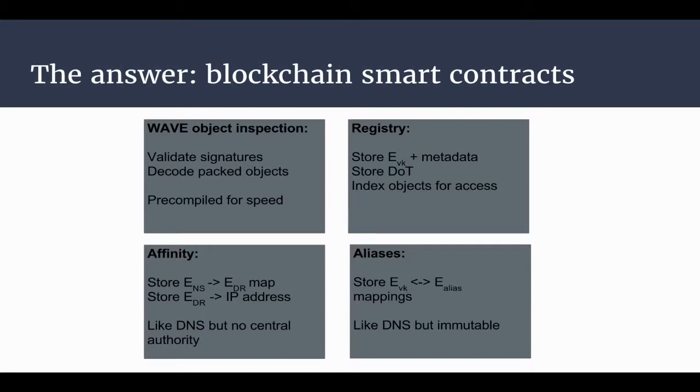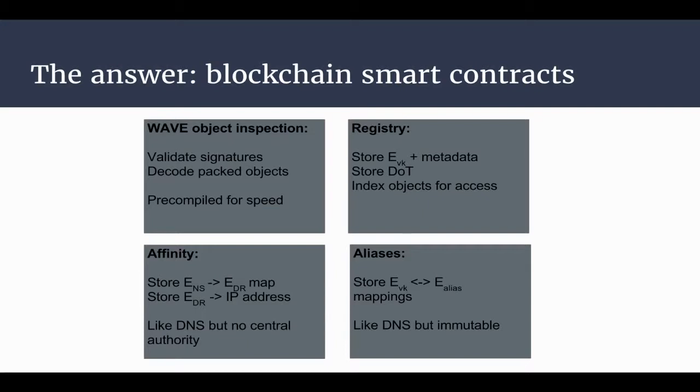So the answer to our problem posed earlier, how do we get these additional properties, lies in these blockchain smart contracts. And we have 4 contracts that Wave relies upon. The first is Wave object inspection. So when I have an entity object or a dot object, this contract is able to verify the signatures, verify that everything is well formed, so that if someone tries to publish a delegation of trust where the signature is faked, the contract can say, no, I will not allow this state into the database. This is quite useful because it means that the only state that gets stored there is potentially valid objects.